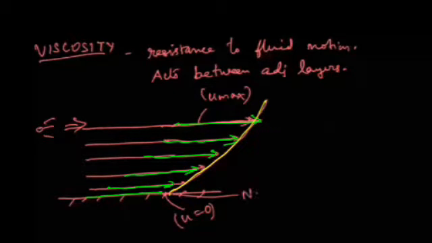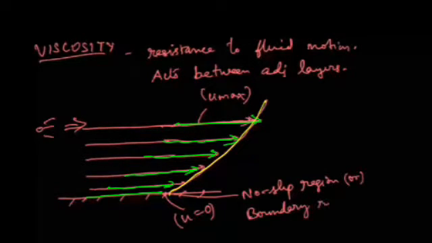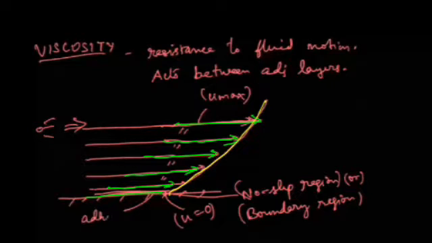So this bottommost layer is called the no slip region, or we can call this the boundary region. It is called so because there is no change in position for the bottommost layer, and as a result we call this the no slip region. Now there are some forces acting between these layers. Between the bottommost layer and the surface we have adhesive force, and between the layers we have cohesive force.